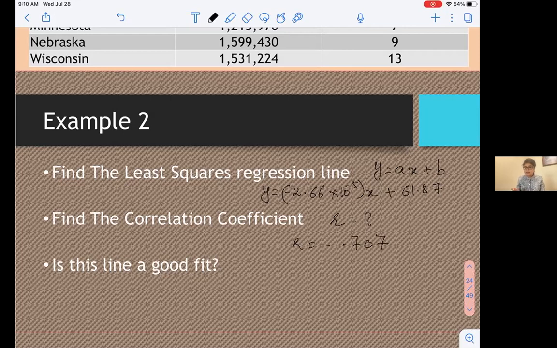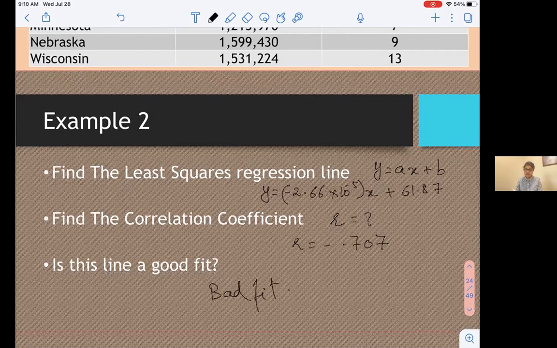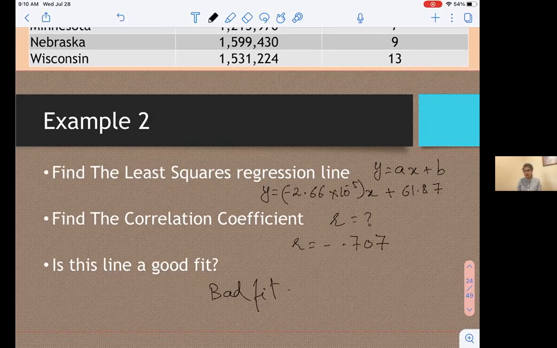So this means R is not a good fit. Why? Because it is greater than minus 0.75. If it is less than or equal to minus 0.75, then it is a good fit. So this is a bad fit. Normally, if it is a bad fit, then we should not predict anything for those predictive line, because it is not a good fit and it cannot give you the best estimated value for y.